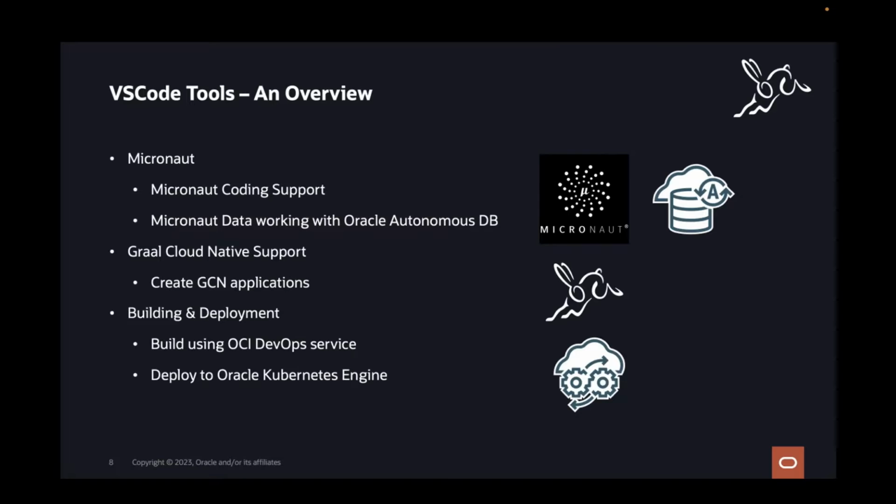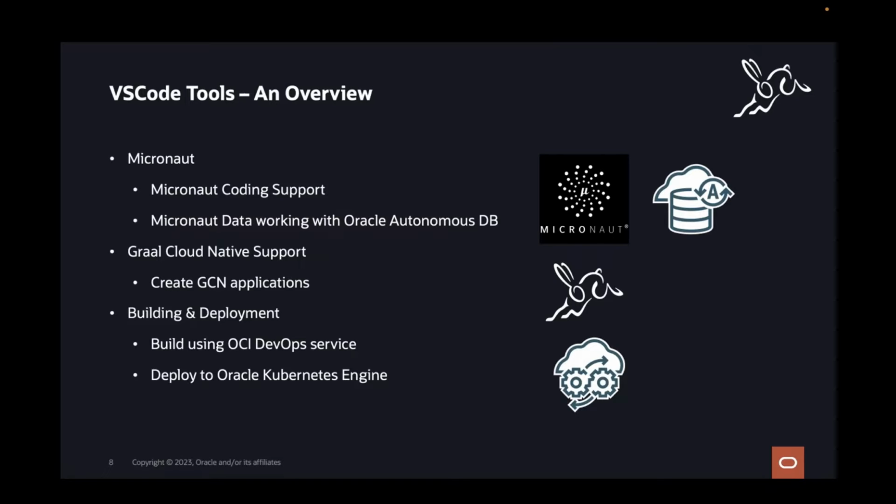We've got support for Graal Cloud Native. So we provide a launcher application embedded in VS Code. Within VS Code, you can create a new Graal Cloud Native application. It's very easy to use. It's based on the web-based launcher, which we'll probably show you later on, but it leads you through the process of selecting what you want included in your Graal Cloud Native application.